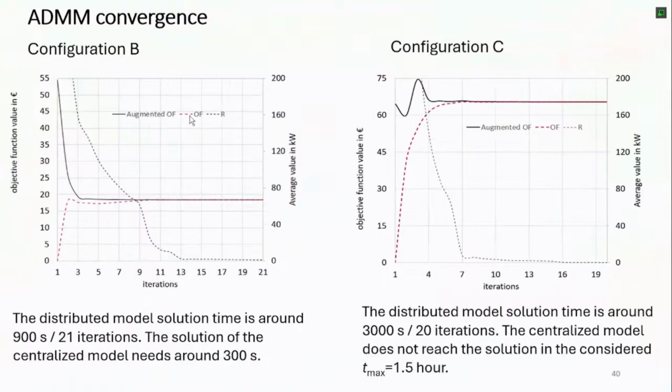This is for configuration B, so all the users in the same feeder and the same idea, and then configuration C for 2 feeders, very long. So we can see that there is also an advantage from the algorithmic point of view. If you increase a lot the number of users, the centralized optimization has some difficulties.